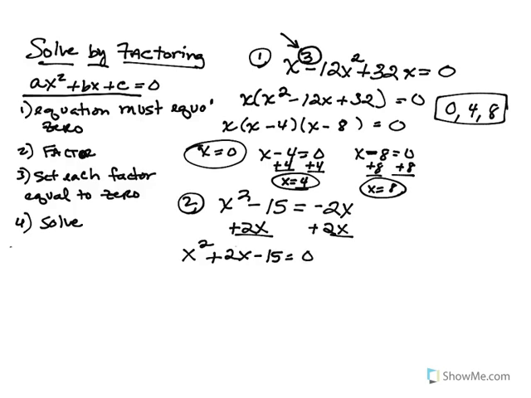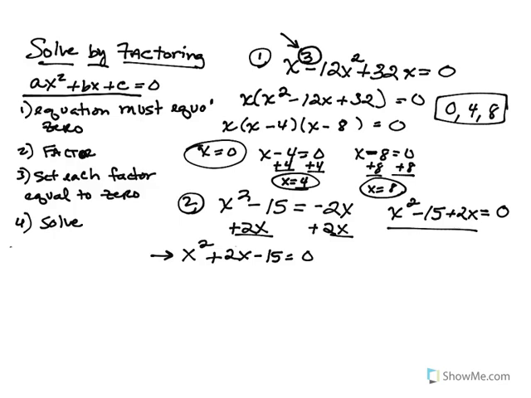Now, if you put it in the last position, that's fine, but then you have to know that you have to rewrite it. So if you do this, that's fine, but then you have to factor, and the rules of factoring say make sure your problem is in descending order. So once you have this written, x squared minus 15 plus 2x equals 0, you should end up having it written in descending order. So x squared plus 2x minus 15 equals 0.